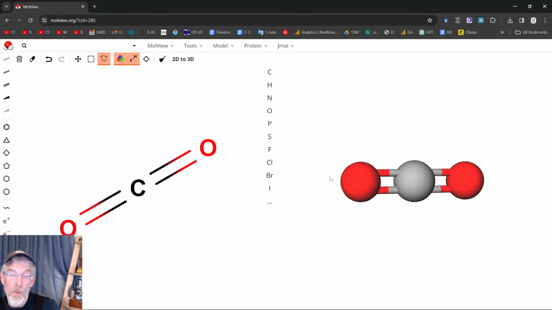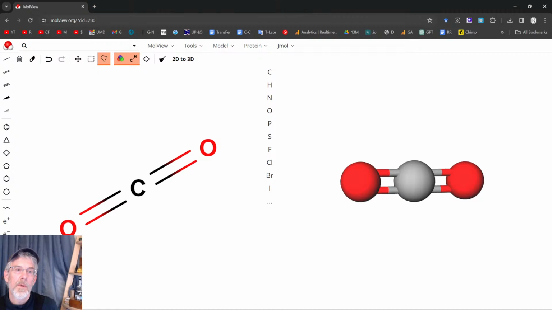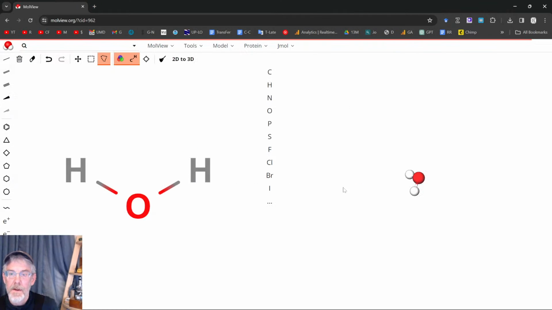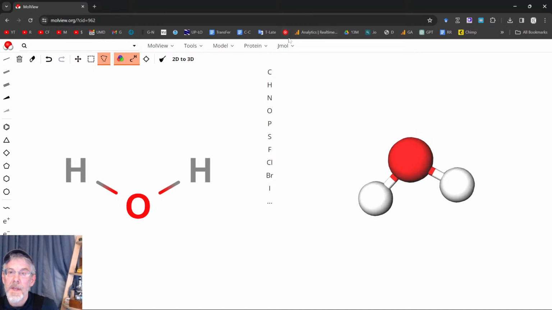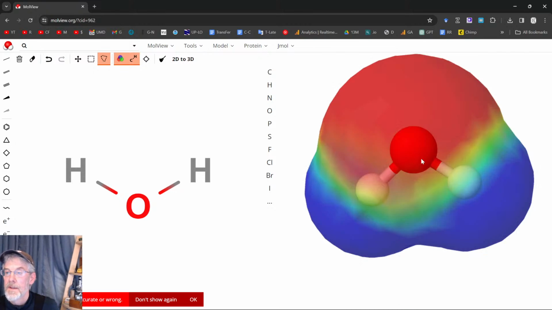If we look at, say, water, right here, put our URL in, water isn't symmetrical. And so if you look at the surface of that water molecule there, you'll see that we have a positive and a negative side to it. There it is. So down here it's a little positive, up here it's negative. We have this electronegative oxygen. So that's kind of useful to know.